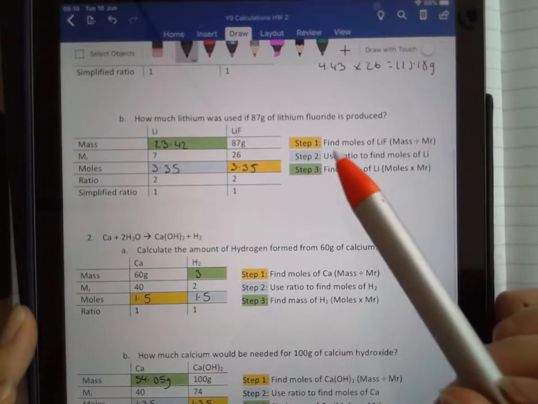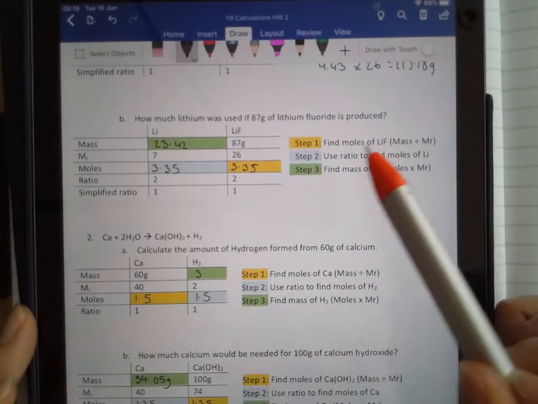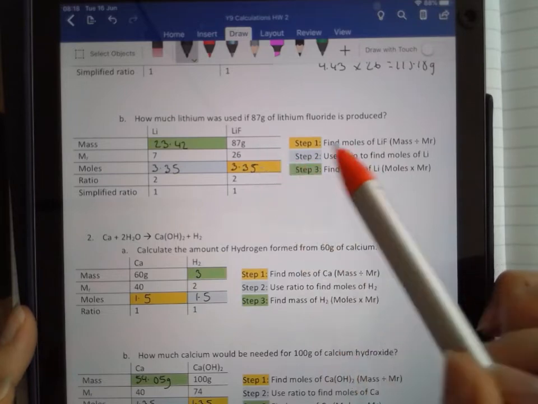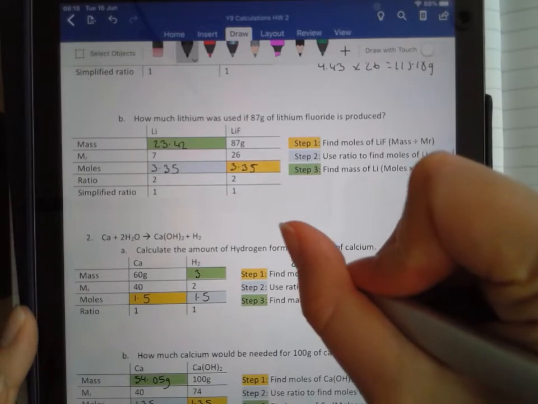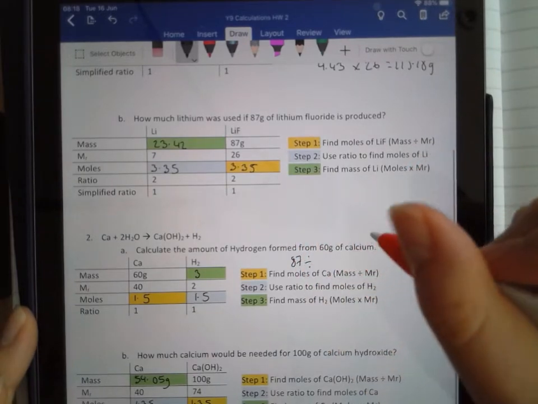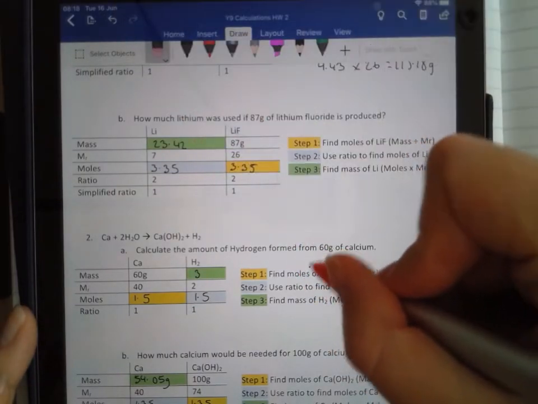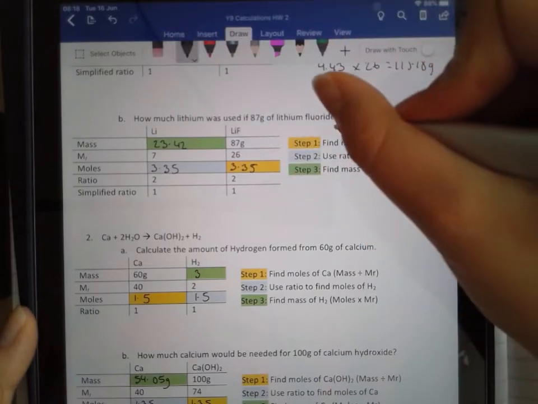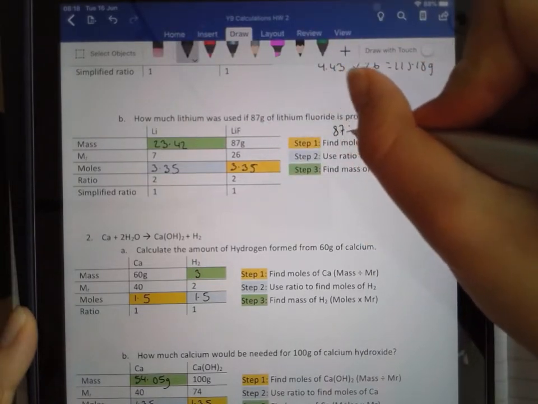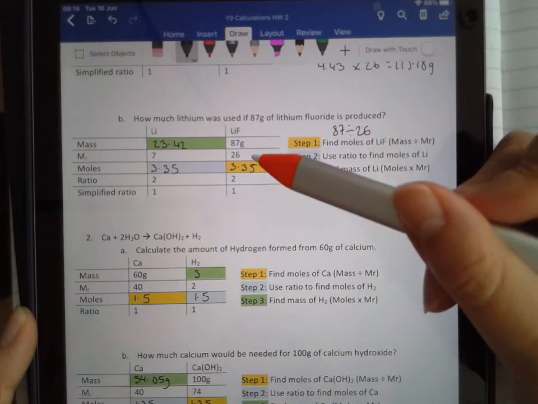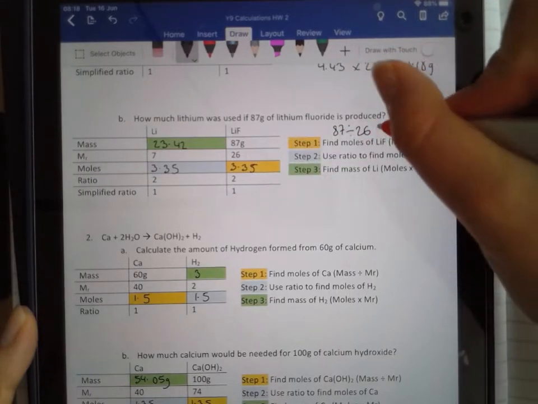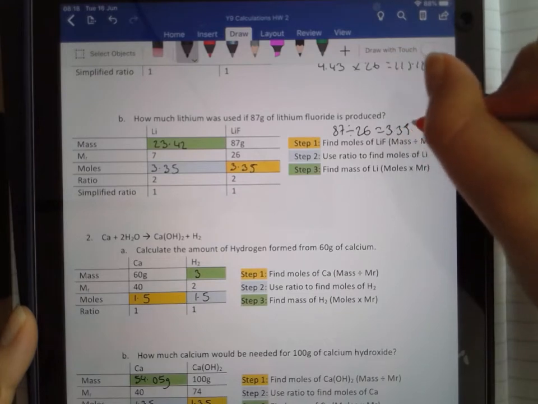In the next table, again, find moles of LiF. So this time I'm working on this side of the table first. The mass of LiF I have is 87. The formula mass, oops, sorry, I'm in the wrong place. The mass is 87. The formula mass is 26. So I've given that to you there. 87 divided by 26. I do that and I get 3.35.